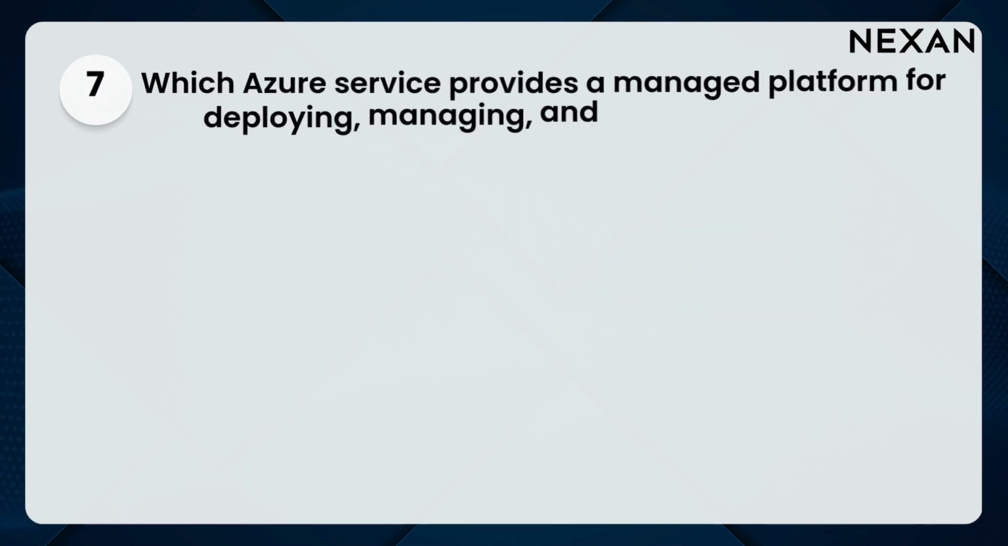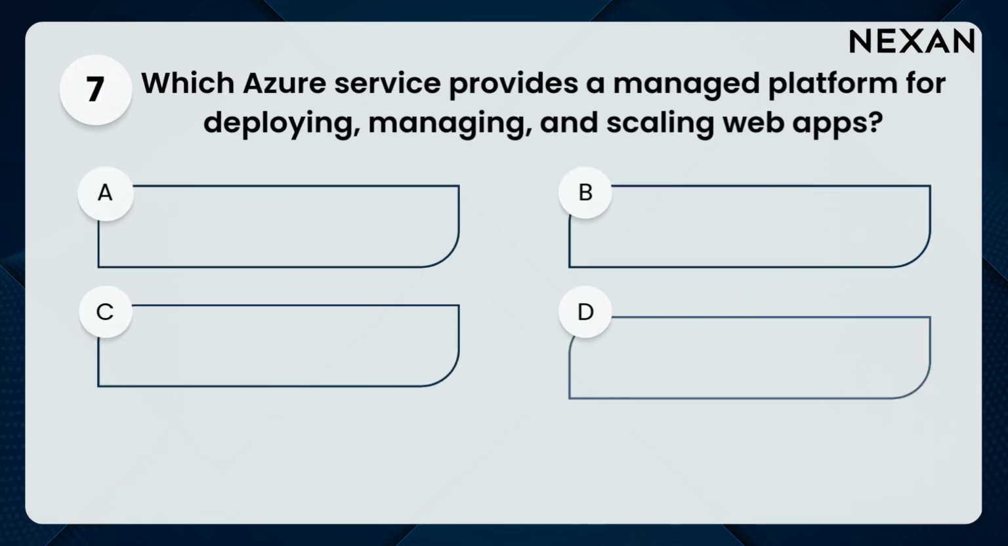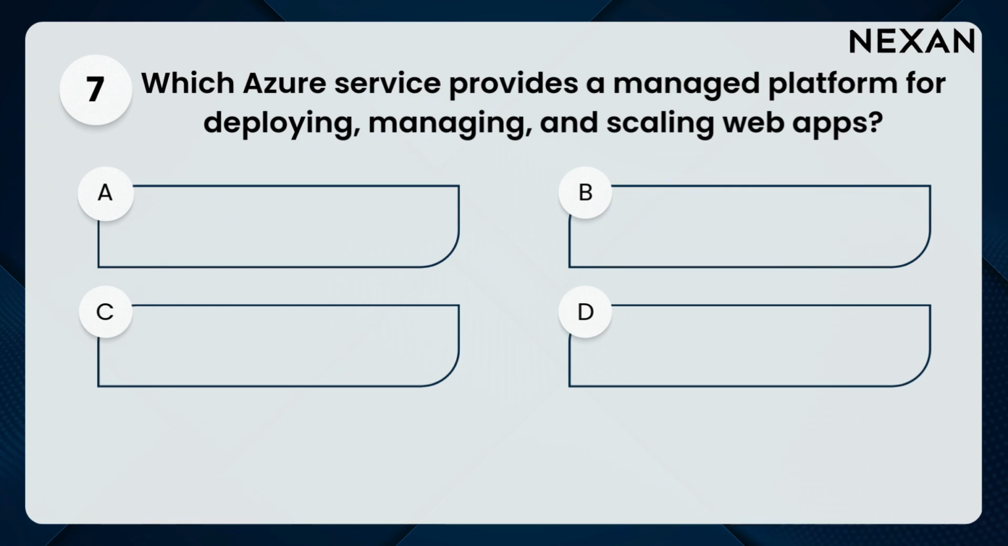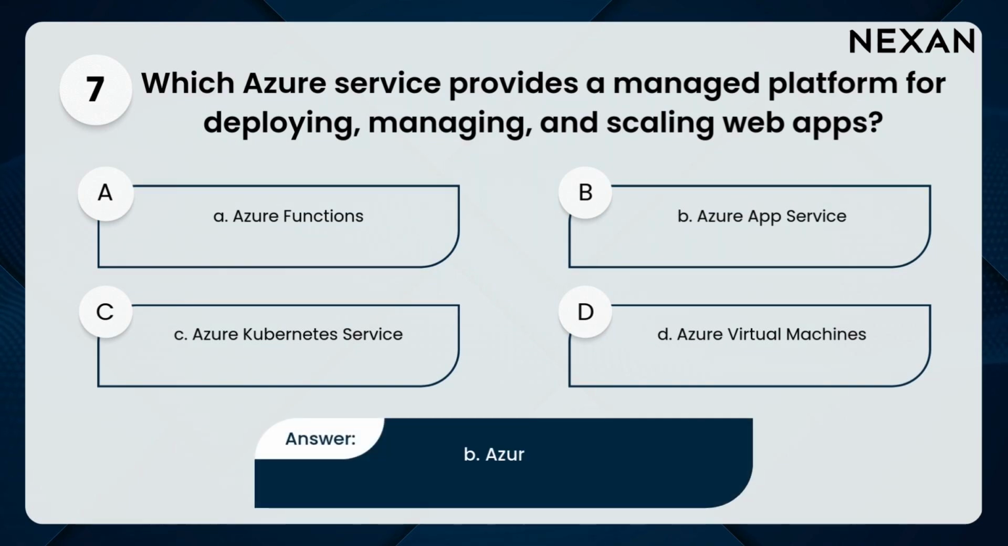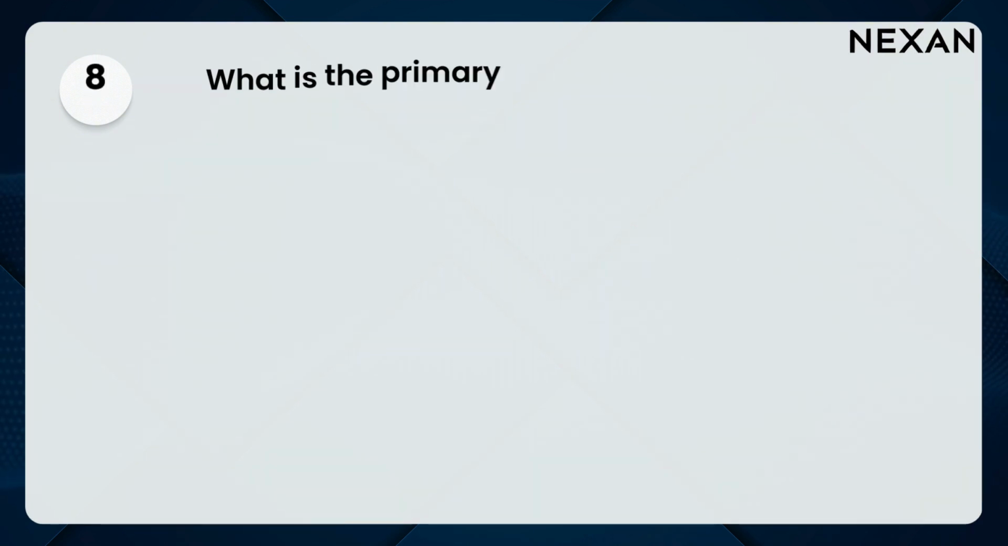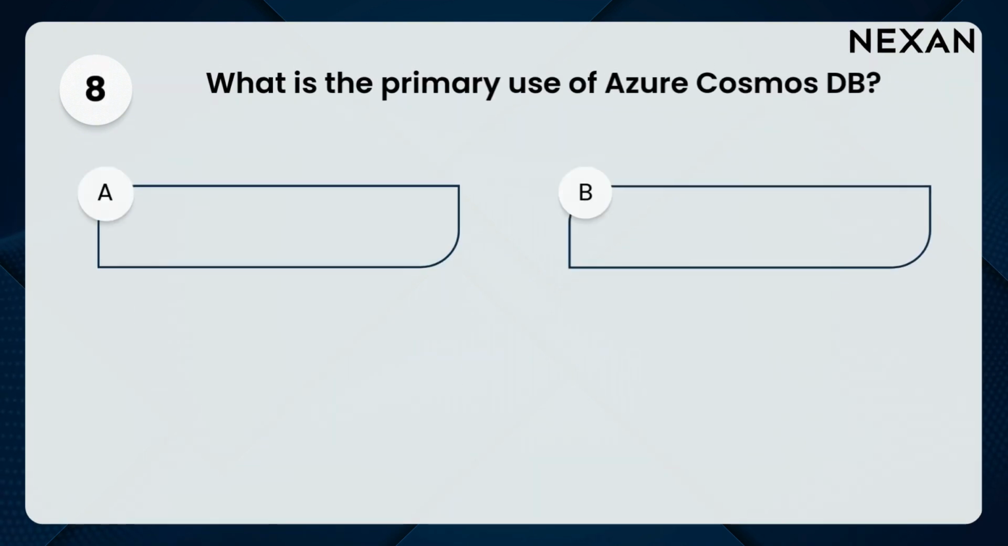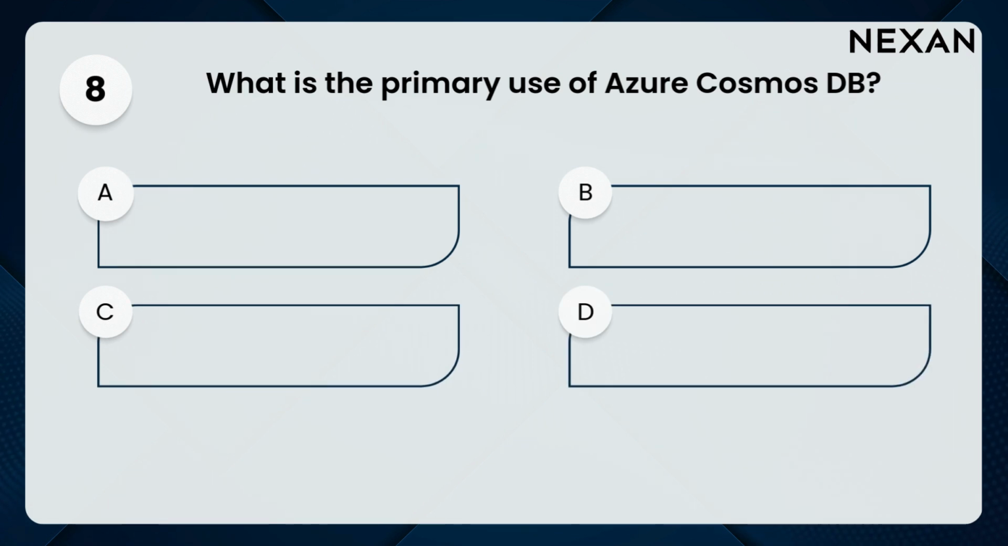7. Which Azure service provides a managed platform for deploying, managing, and scaling web apps? A. Azure Functions. B. Azure App Service. C. Azure Kubernetes Service. D. Azure Virtual Machines. Answer: B. Azure App Service.